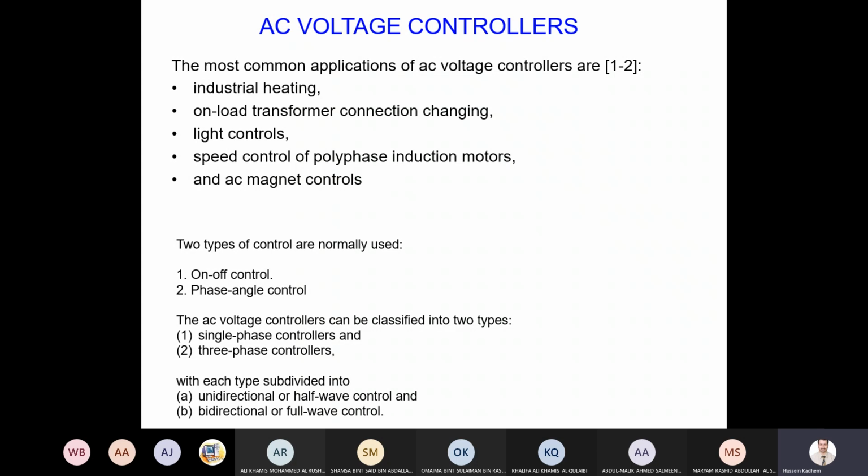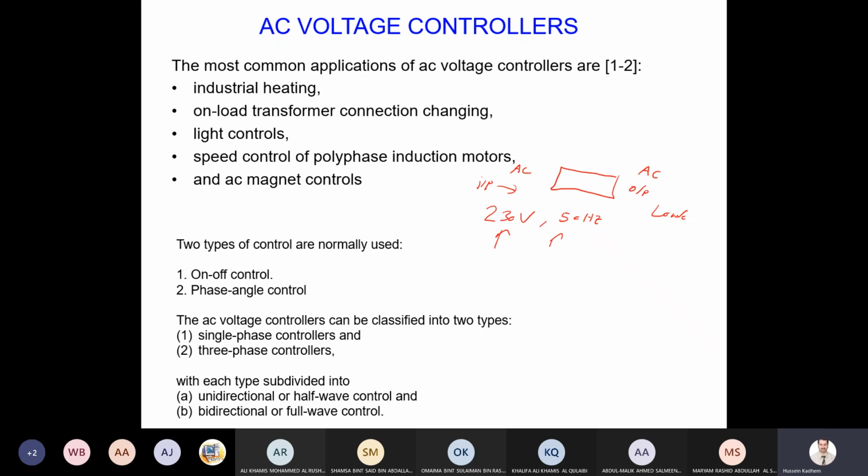What we have is AC. Okay, you know what we have as example in Oman. We have AC 230 volt, 50 hertz. This is input, and output is my load here. The converter in between converts this AC into AC also, but in another voltage, frequency, or both. We call it AC voltage controller.